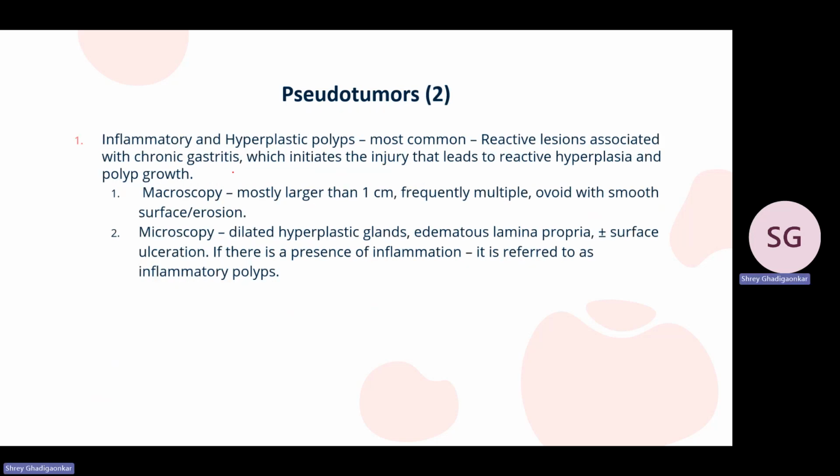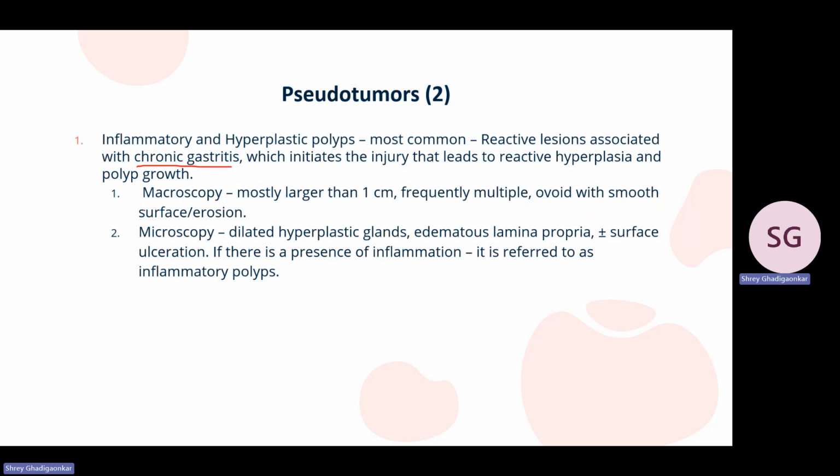The first type is inflammatory or hyperplastic polyps. These are the most common ones, and these are reactive lesions associated with chronic gastritis, which initiates the injury that leads to reactive hyperplasia and polyp growth. Macroscopically, these may be larger than 1 centimeter. They may be multiple, and they may be ovoid with a smooth surface or erosion.